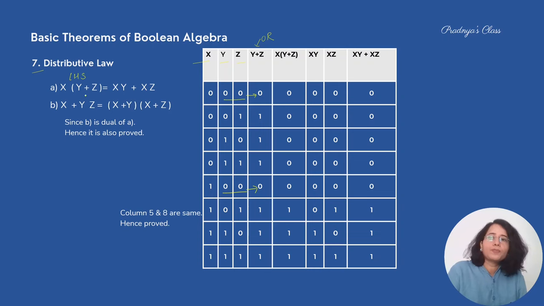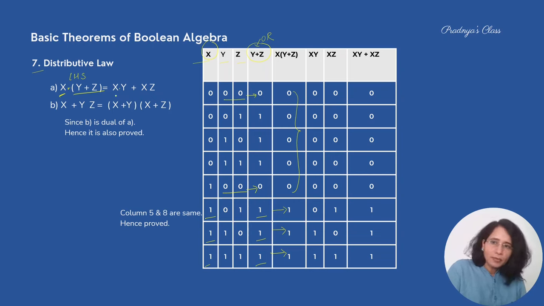Now, we have to perform AND operation between x and y plus z. If we look at these two columns, here only we have both the inputs as 1, that's why we are getting answer 1, and for other combinations, we are getting output as 0.